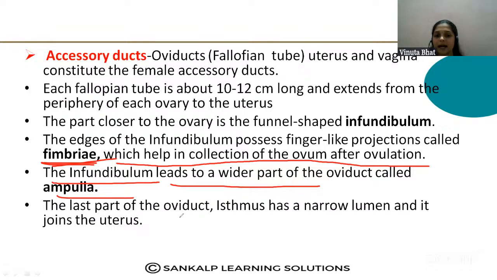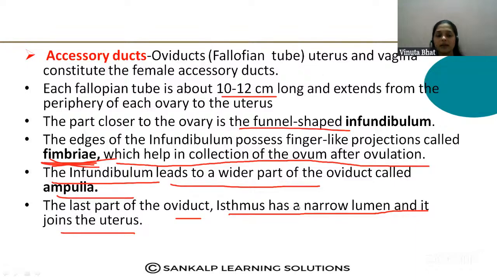Then the last part of the oviduct, the isthmus, has a narrow lumen and it joins the uterus. The narrower part that joins the uterus, that is the isthmus. So a question like this can be framed: fimbriae, then ampulla, isthmus, and this 10 to 12 centimeter length. Very important points. Note this down.